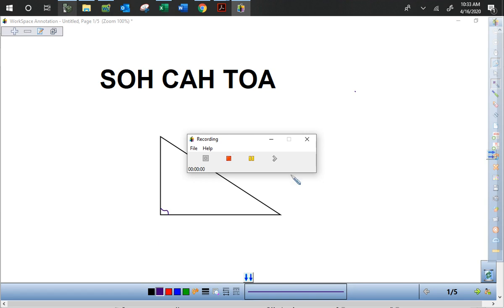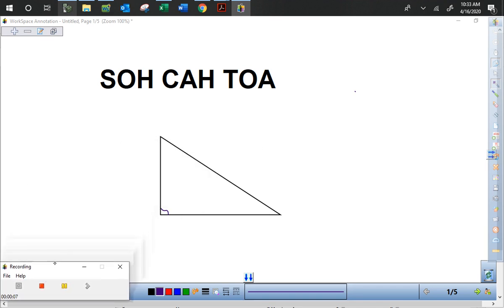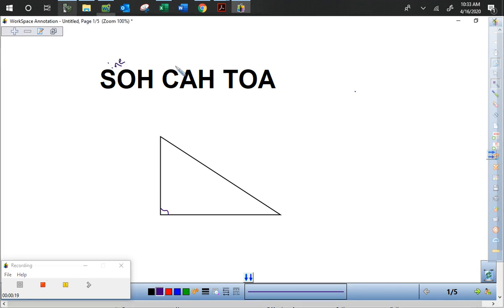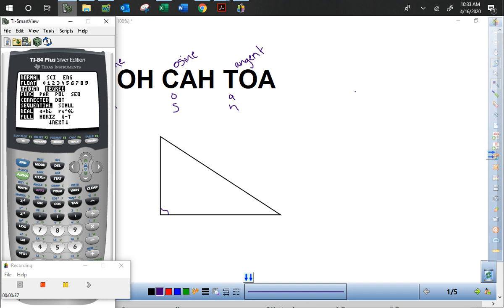Hey folks, 10.2 covered all of the different trig functions that we're going to be working with this chapter: sine, cosine, and tangent, and we shortcut that with SOHCAHTOA. So this stands for the sine function, and then cosine, and tangent. Well, on your calculator, they shortcut it. They just call it SIN for sine, COS for cosine, and TAN for tangent. On your calculator, you have those.